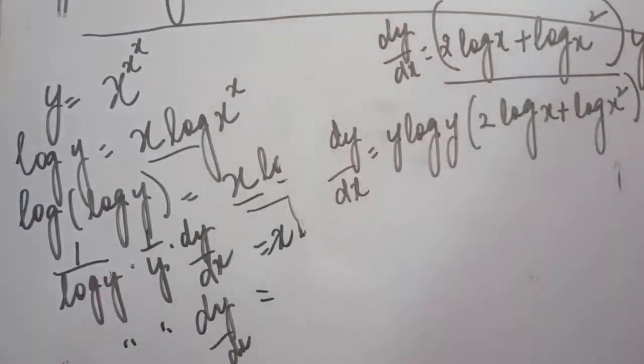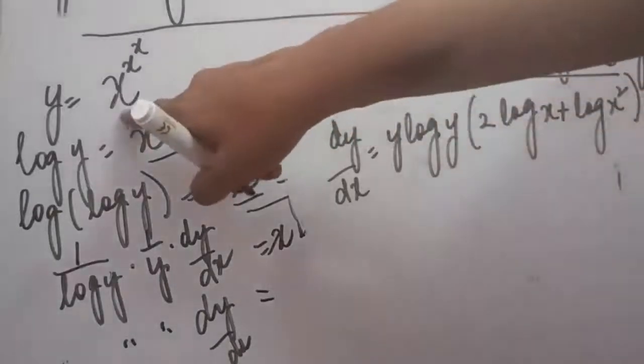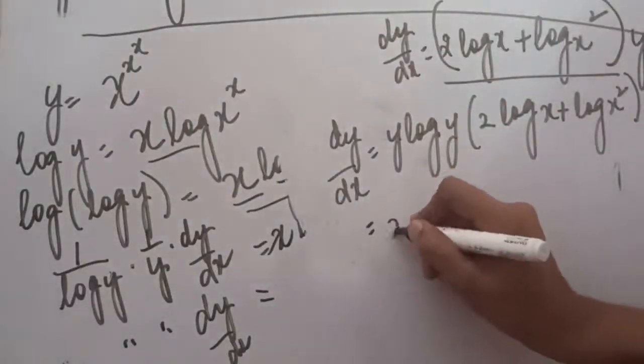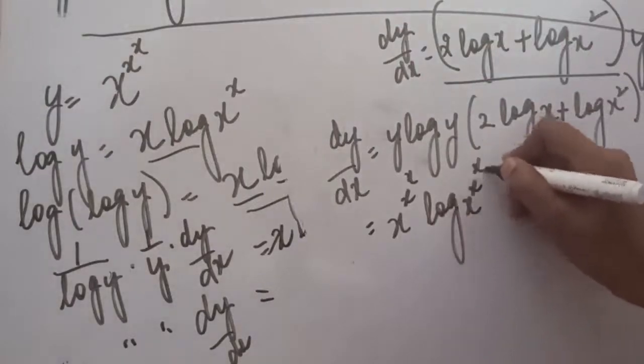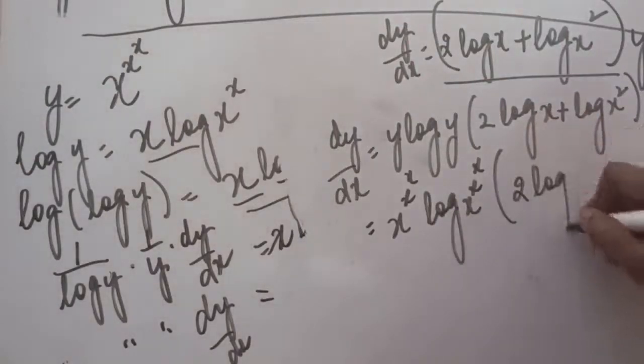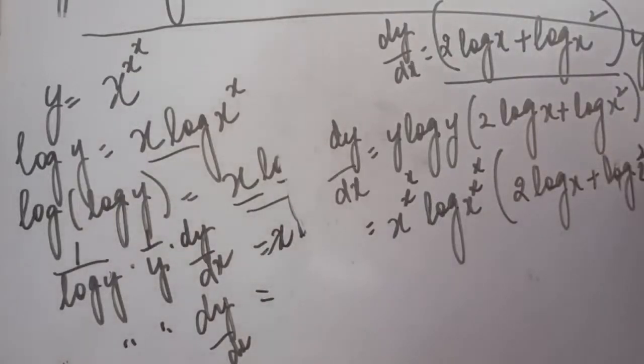Correct? But we cannot write the answer in y form, so we will be replacing y with whatever has been given. So it is x power x power x, times log x, times 2 log x plus log x whole square.